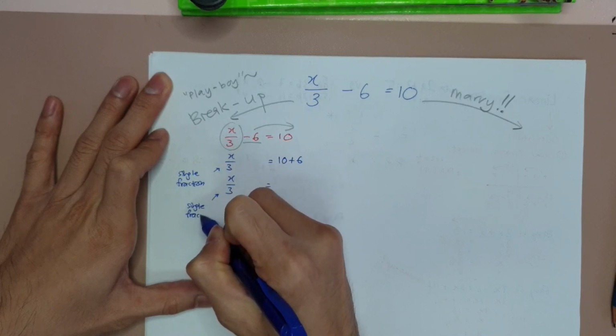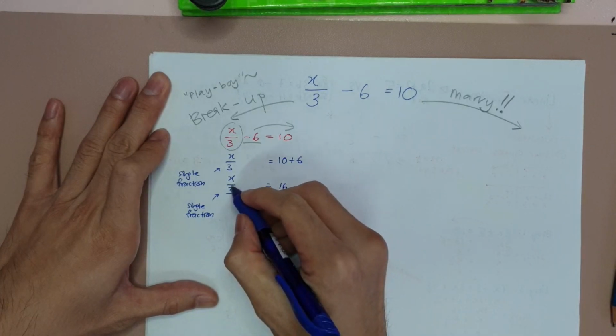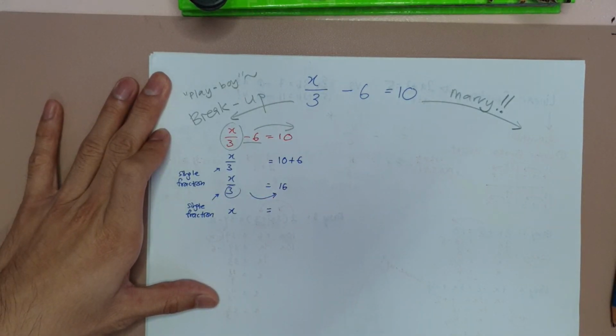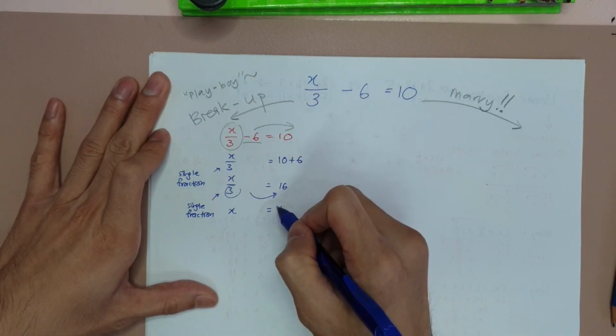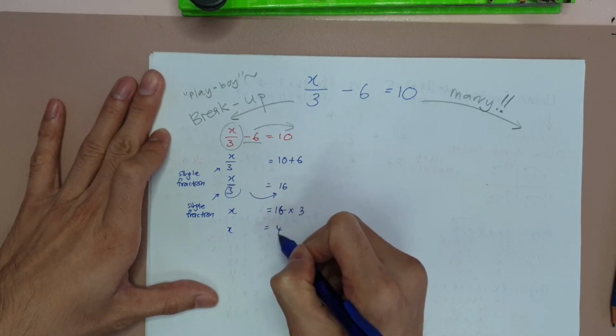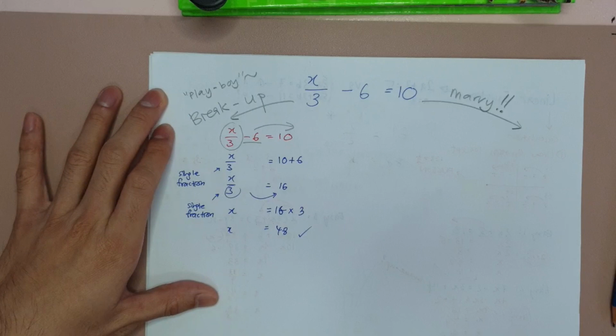You see, single. So when you get single, what happens, everyone? Move the divide over and make it times. So x equals 16 times 3. What is 16 times 3, everyone? I will just write one more time. 16 times 3. x equals 48. So this is how you use the breakup. The Playboy breakup concept.